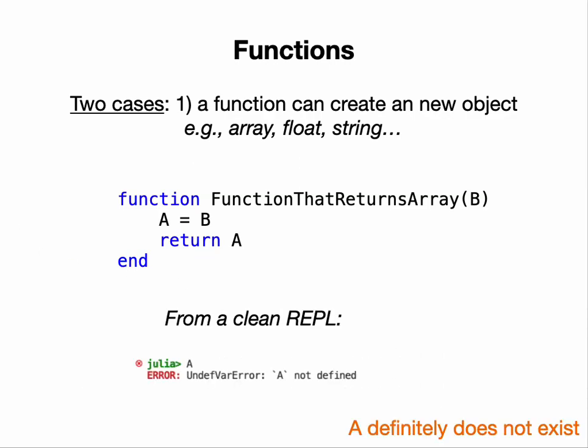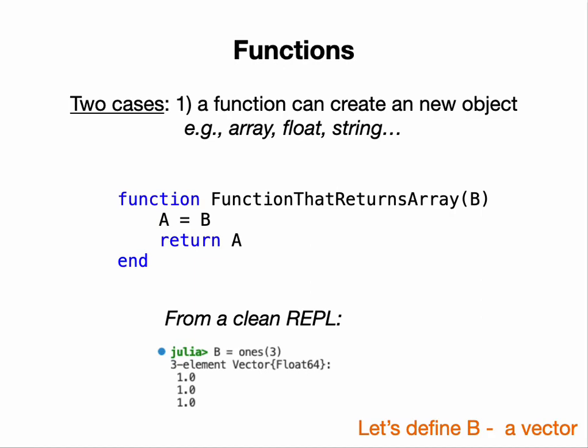So let's make an example. So you can take a clean REPL. So if you take a clean REPL and you type A, of course, A has not been defined before, so you should get an error, A is not defined. It doesn't exist. Let's define B. B, we will set it equal to a vector ones of 3. So B is simply a vector of 3 ones.